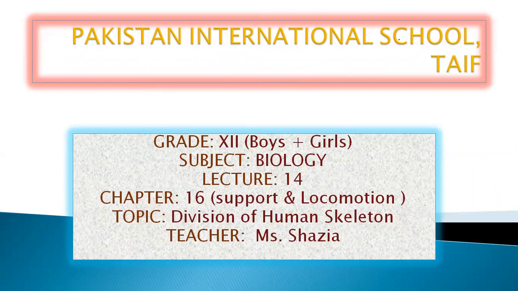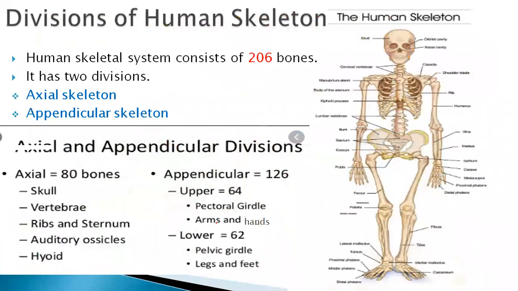This is lecture number 14 for chapter number 16, because we started chapter 16 in the previous lecture. Today we are going to see the topic division of human skeleton. Dear students, yesterday we studied the structure of bone and cartilage, which was part of the human skeleton. So today we will see the division of human skeleton, how many bones are present in human beings and how they are divided into different categories.